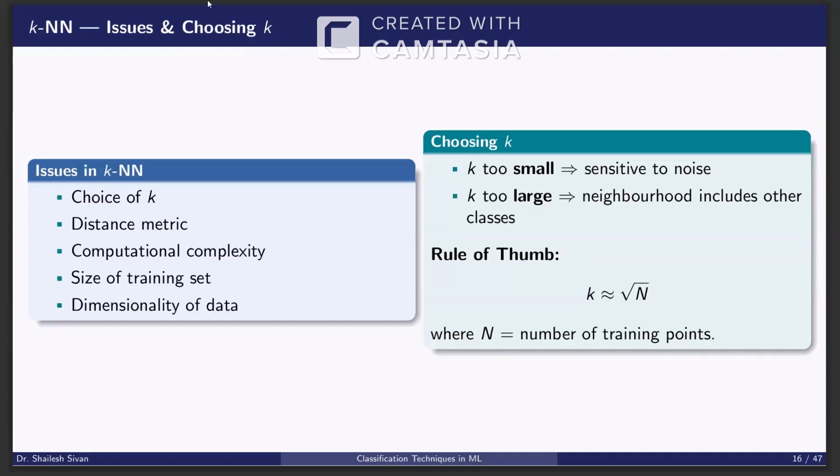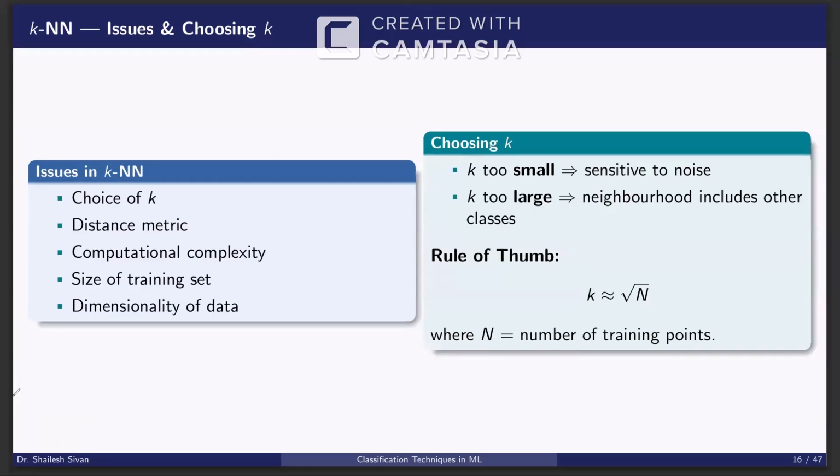Can all of you respond: how is the dimensionality of data a problem in KNN? Because it will increase the computational complexity. If you go for finding the distance between two points, with more features and more dimensions there is more computation to calculate the distance.